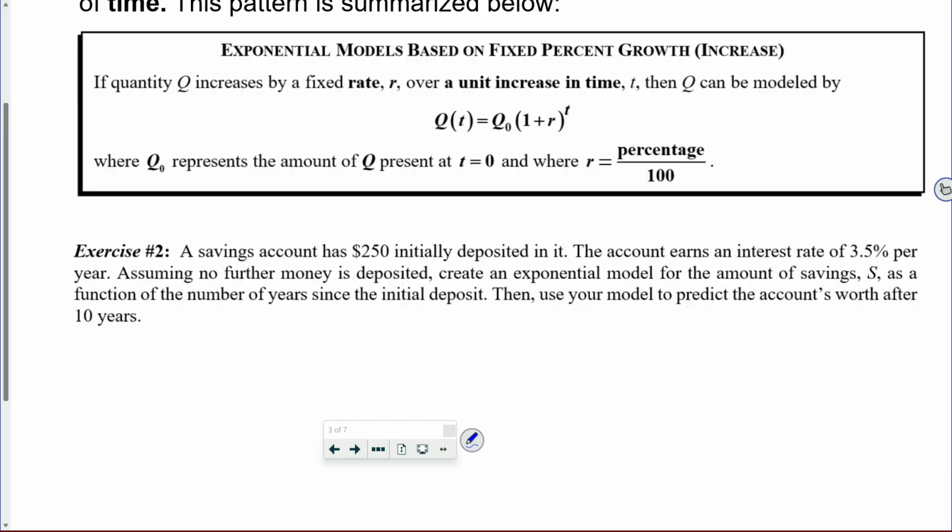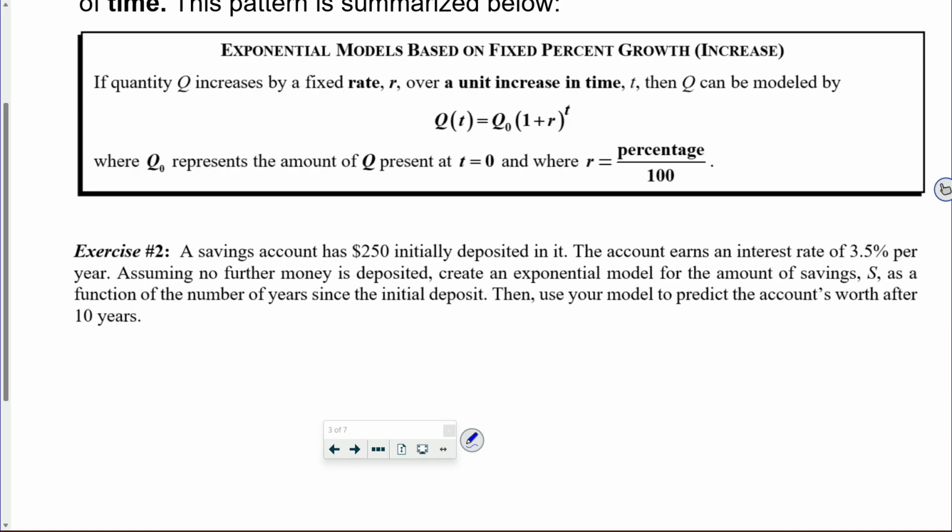Exponential models based on fixed percent growth or increase. If quantity Q increases by a fixed rate R over a unit increase in time t, then Q can be modeled by Q of t equals Q sub 0, right, the y-intercept, what you begin with, times 1 plus R raised to the t, where Q sub 0 represents the amount of Q present at t equals 0, and where R is equal to the percentage divided by 100.